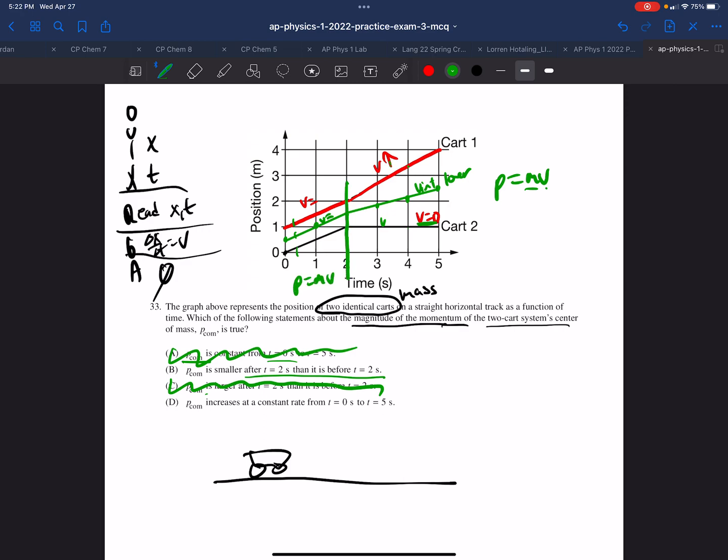And we could write it as p equals mv, where p is m times the slope. And then afterward, p equals m times the slope, and the slope is less. It's constant during this interval, constant during this interval. It changes abruptly at time 2. So that's why the correct answer is choice B.